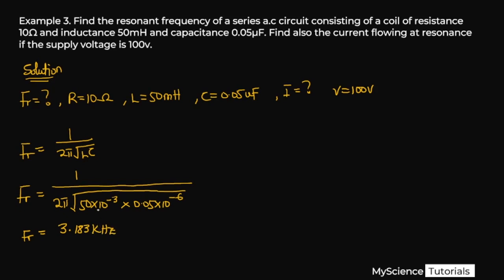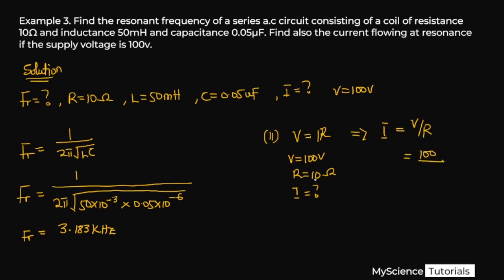All right, so the second part of the question demands that we find the current if the supply voltage is 100 volts. We were told that V is equal to IR. We already know our voltage is 100 volts, and we know our resistance to be 10 ohms, but we don't know the current. If we make the current the subject, current will be equal to the voltage over the resistance, which is 100 volts divided by 10 ohms. So we get 10 amperes as our current in this particular example.